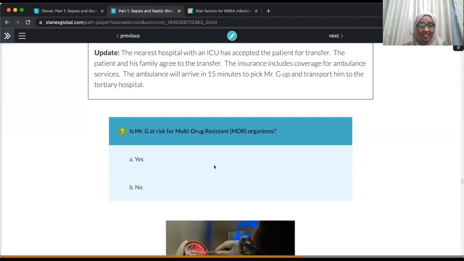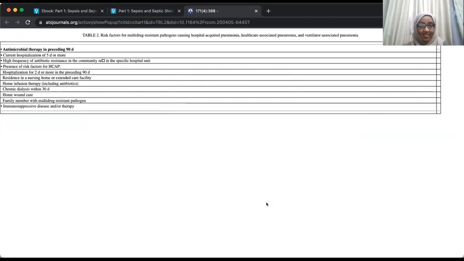Okay, let's see what the risk factors are for MDROs. Antimicrobial therapy in the preceding 90 days, hospitalization of 5 days or more, high frequency of antibiotic resistance in the community or the specific hospital, presence of risk factors for hospital or healthcare associated pneumonia, hospitalization for 2 days or more in the preceding 90 days, nursing home or extended care facility, home infusion, including antibiotics, dialysis, home wound care, family member, or immunosuppressive disease. I would say if you look at this table, he doesn't meet any of those requirements. So I would say the answer would be no.